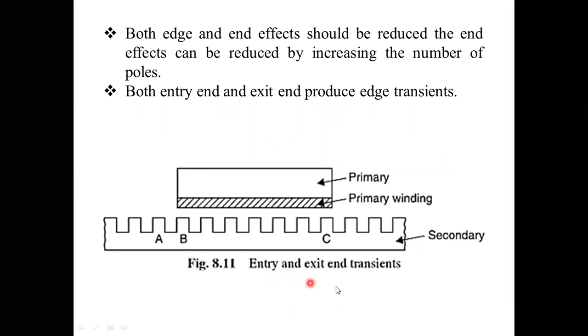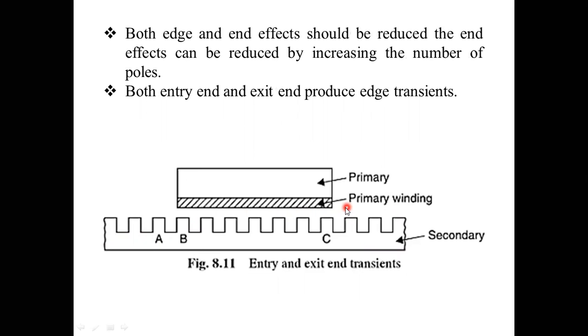And this is the entry and exit transients. How can the entry and exit transients be observed? In any linear induction motor, there are both ends, the first end and the second end. If you consider this as the first end and this as the second end, the primary or the secondary can be moving.